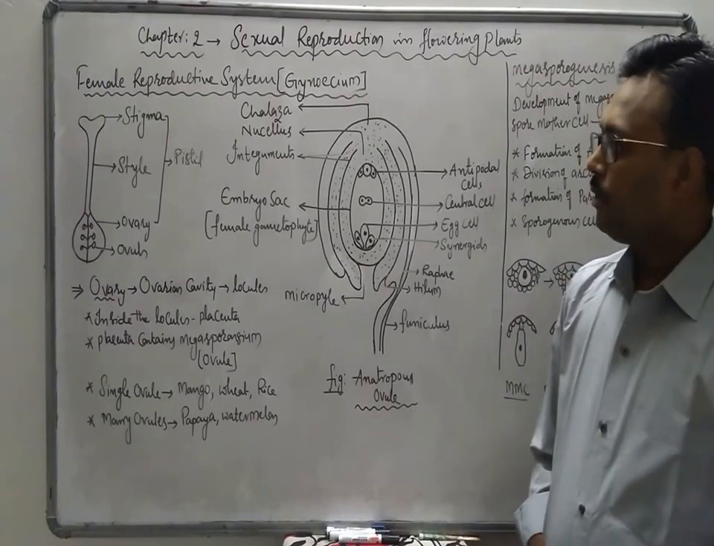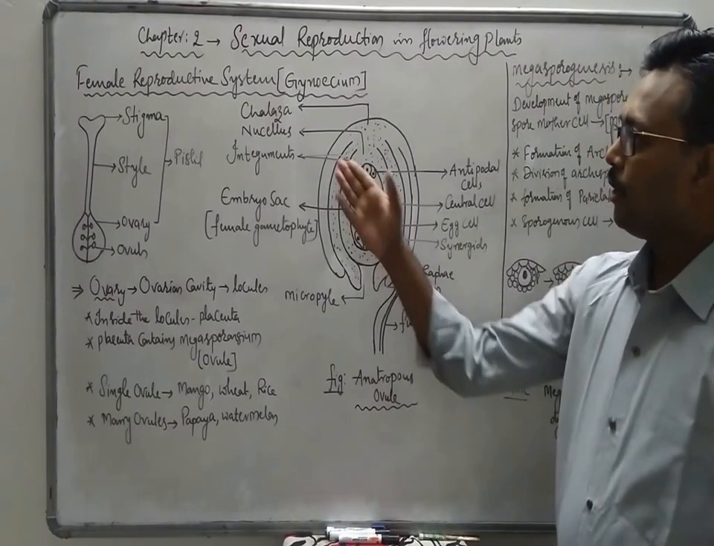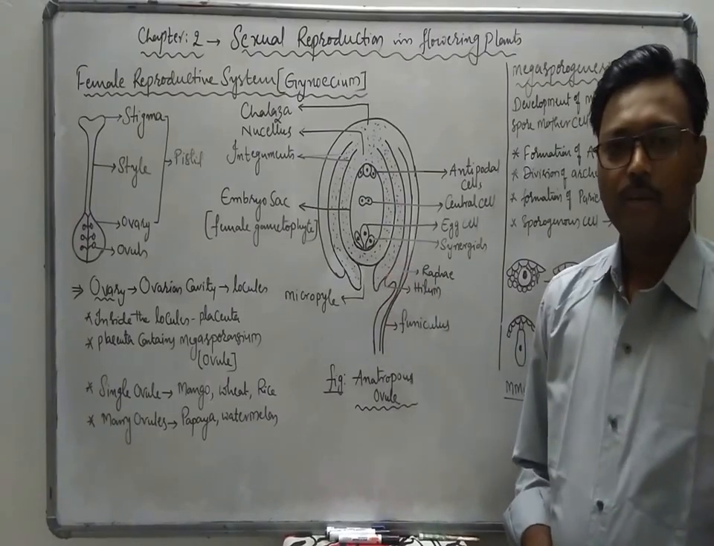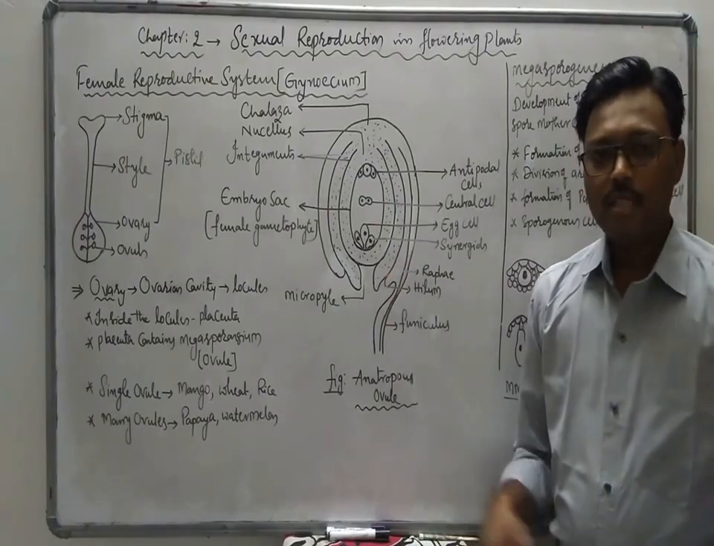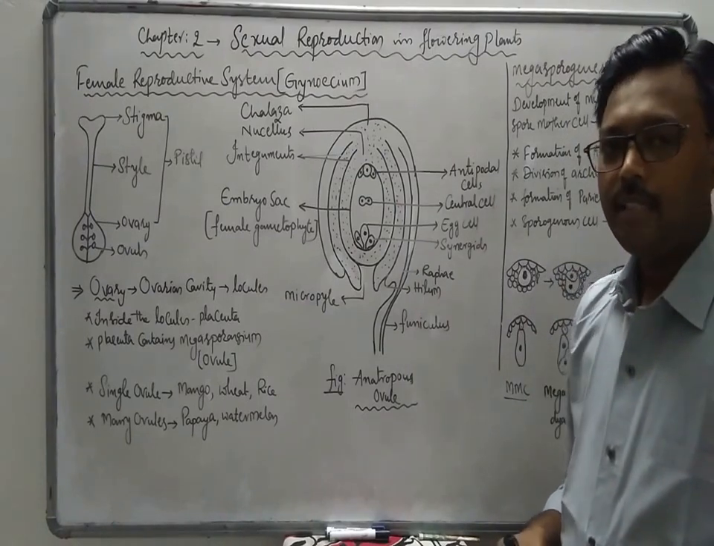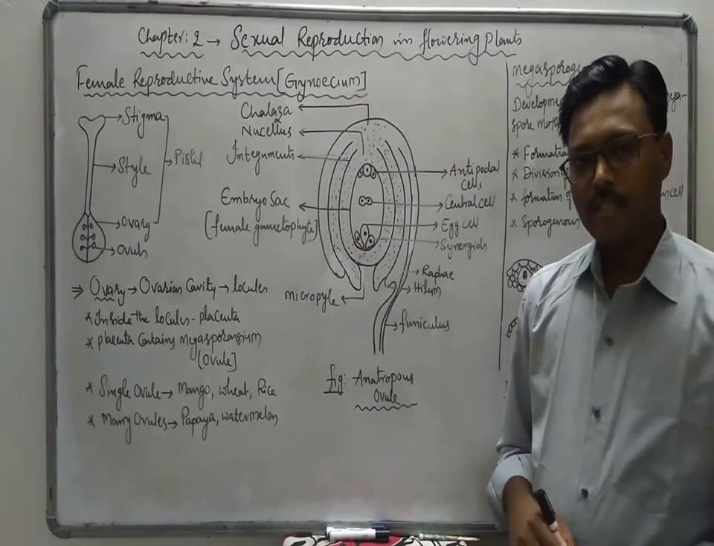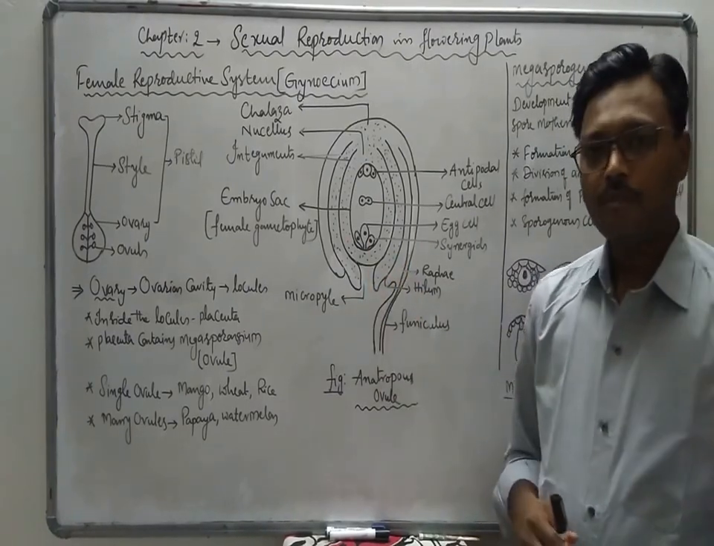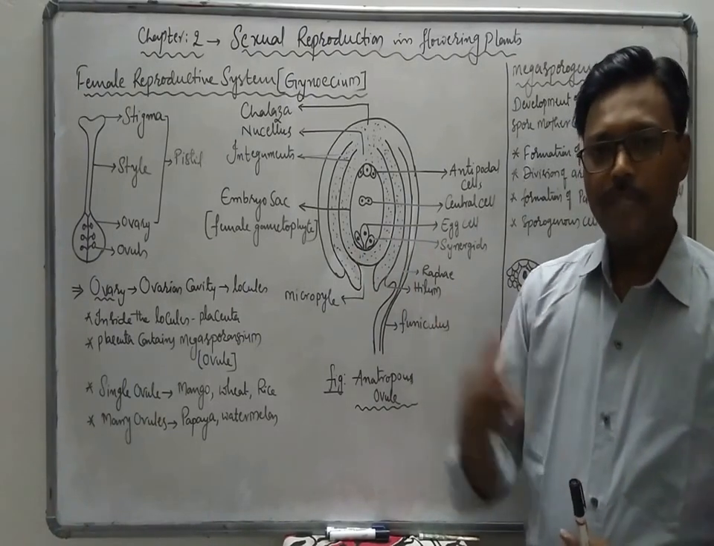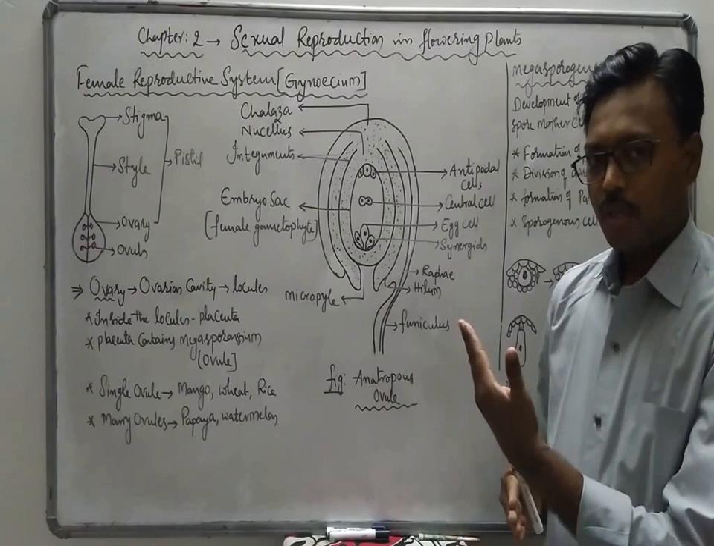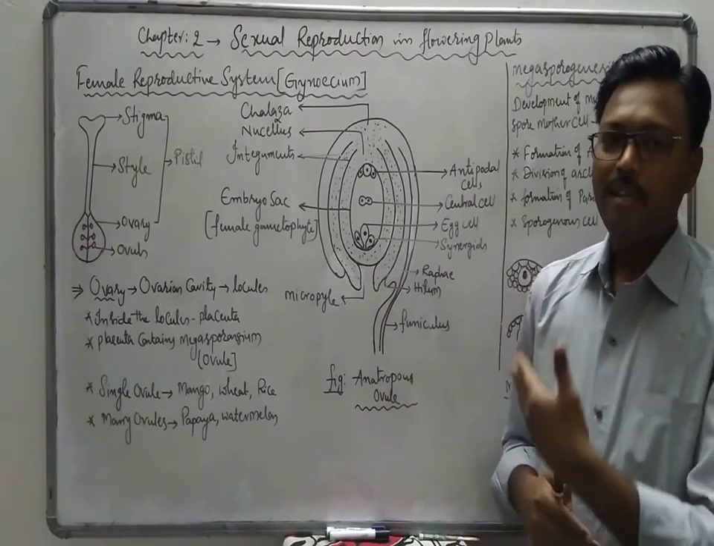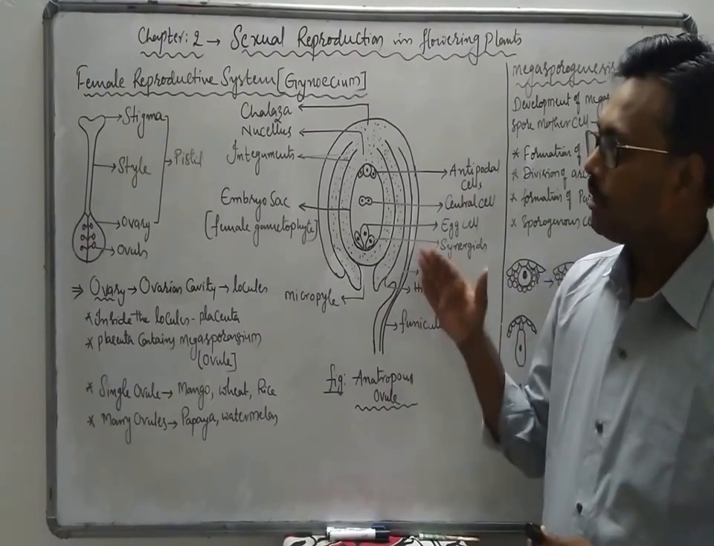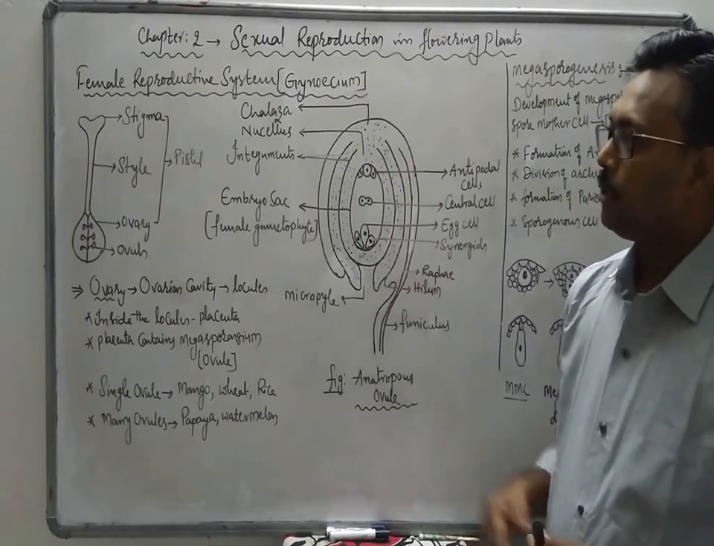Today we are going to discuss the female reproductive system, that is, the gynoecium. In the last class we completed microsporogenesis and the development of the pollen grain, that is, the male gametophyte. So we have completed the first portion, the male reproductive structure. The second is the female reproductive structure.